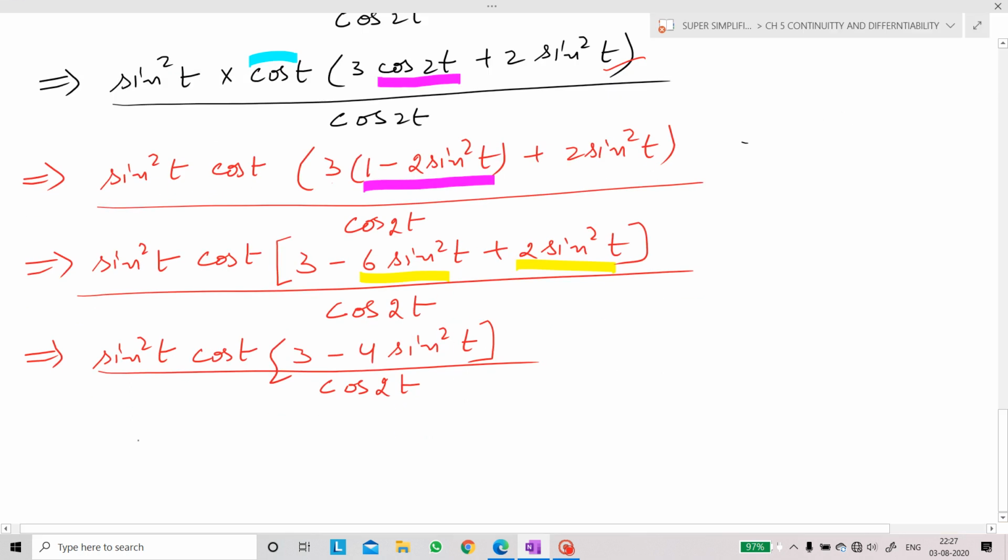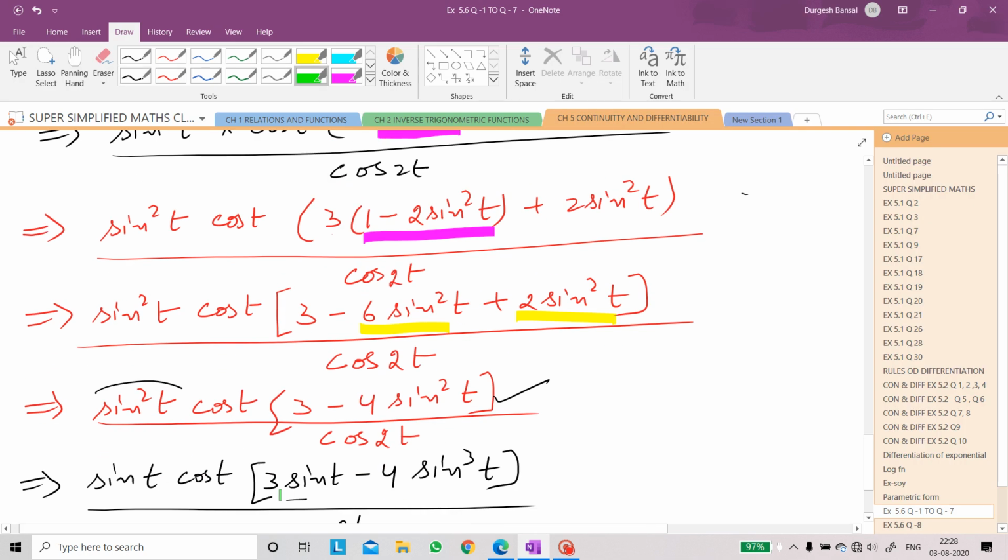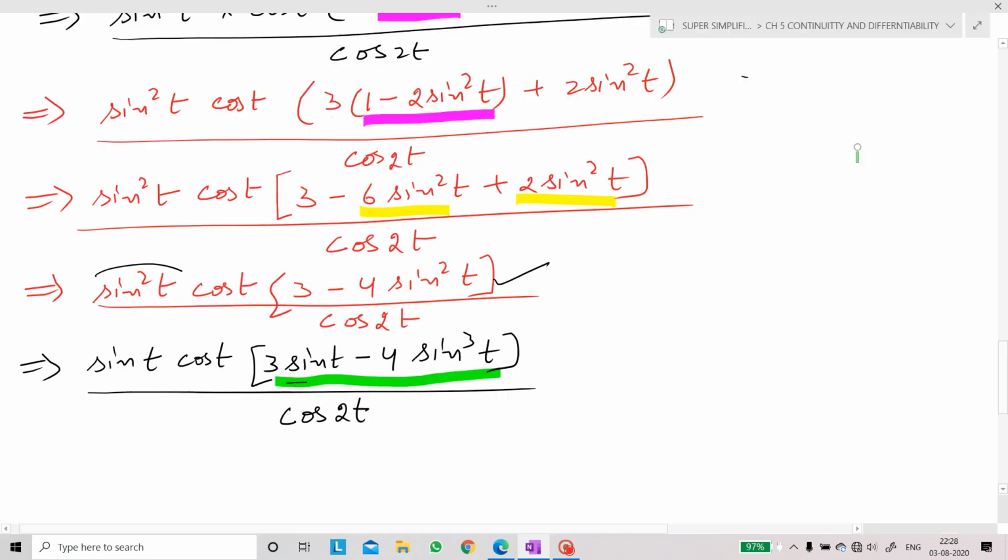Now in the next step, I take 1 power of this sin square t and I multiply it with this bracket. So here I have got only now 1 power of sin t cos t, and I multiply by 1 power here. So it becomes 3 sin t minus 4 sin cube t whole divided by cos 2t. This expression which is there in this bracket, this is nothing but the expression of sin 3t. This is the expression for sin 3t.